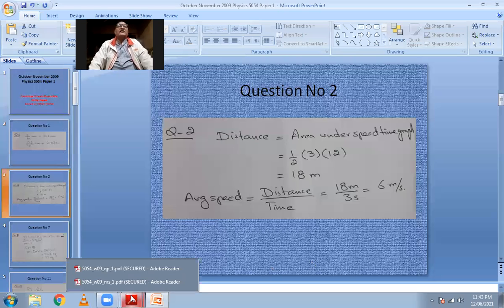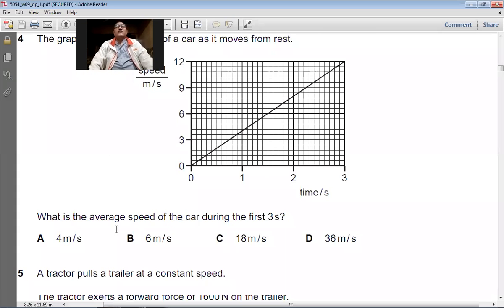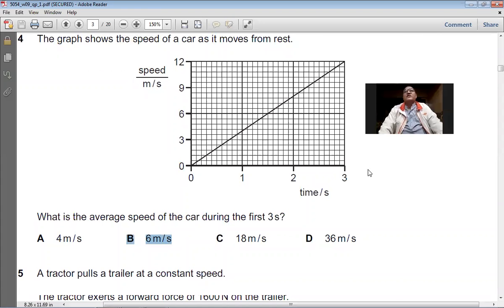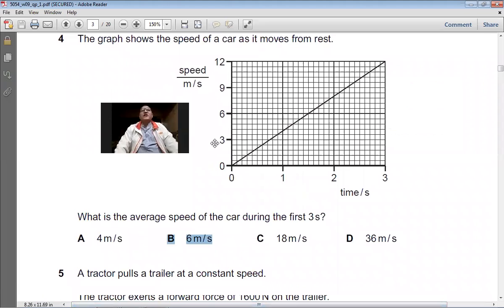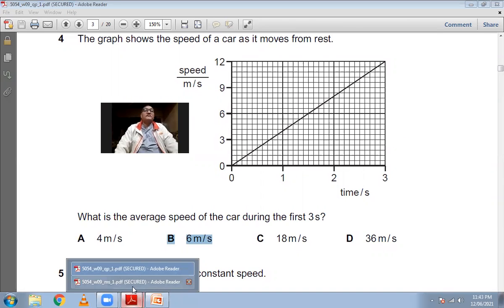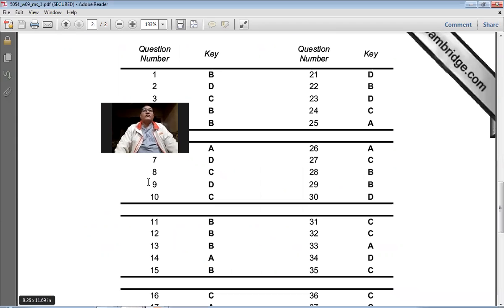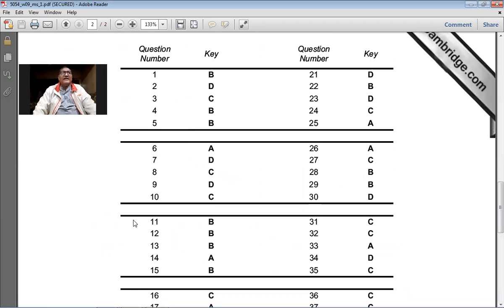So let's check. Do we have that option? Yeah. So I think B is the right choice. Question number 4, B looks the right option.